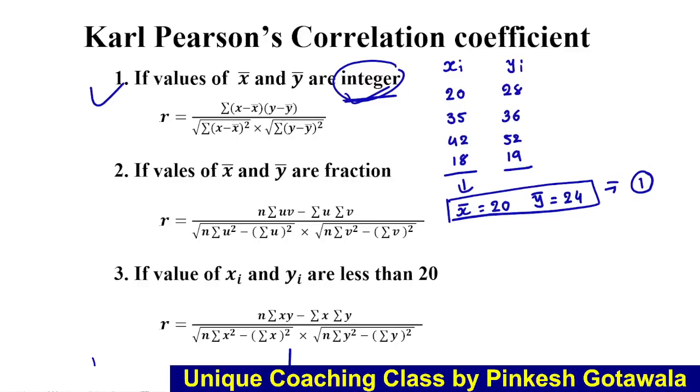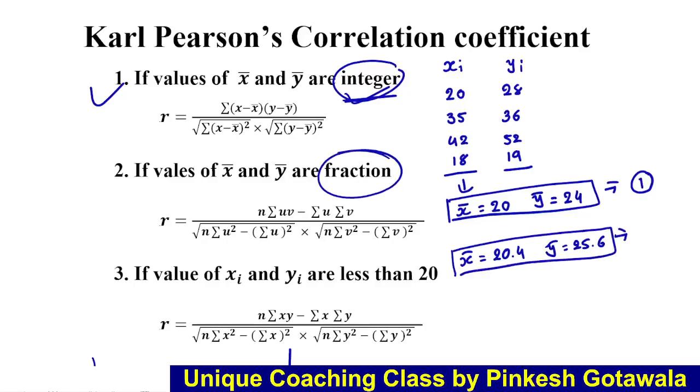Suppose the answer of x bar is 20.4 and y bar is 25.6. Here you can see that the answer comes in point, that is called a fraction. So here we should apply this second formula. Clear? How to decide whether to apply the first or second formula?